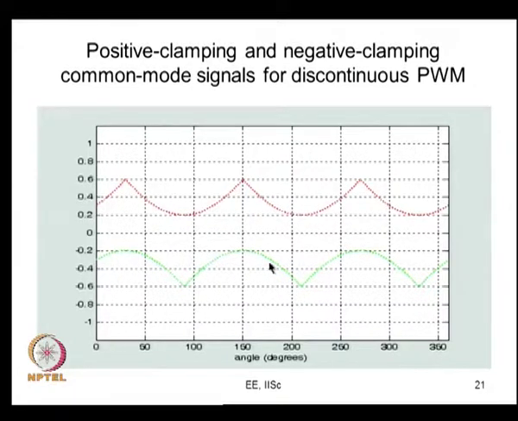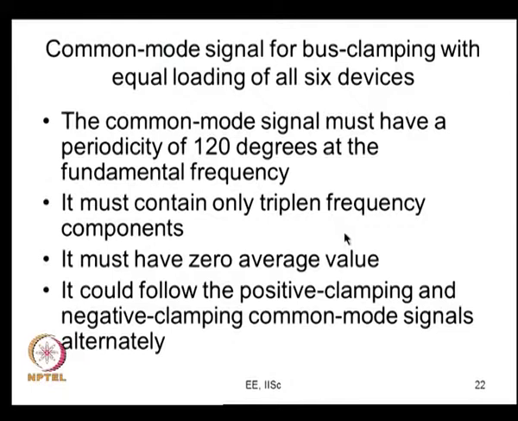Again, if you add this signal to the 3 phases, it will result in clamping of one of the phases to the negative bus. Which one? The phase which has the most negative fundamental voltage will get clamped here. So, what we do is we follow this for 60 degrees and follow this for another 60 degrees, and we do it in an alternating fashion as we discussed before.